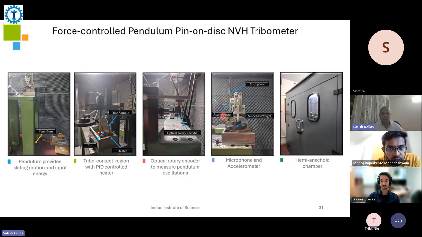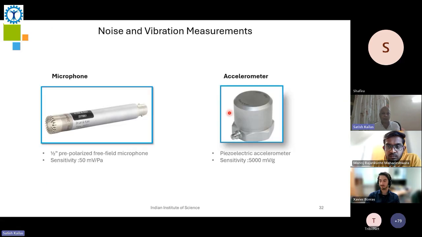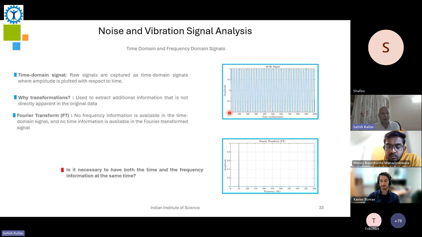Under the tribo contact, and if you take the difference, I can get the microphone and accelerometer noises, where I can get from the tribo contact what exactly is happening. So this is the microphone and the accelerometer we used. We used BNC things.